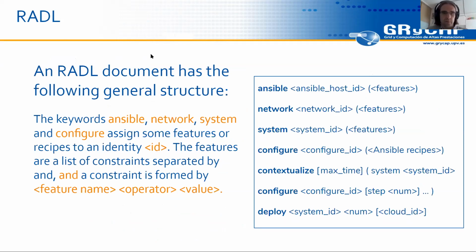In the case of RADL, it's a declarative language, a text language. We have different keywords: ansible, network, system, configure. They have different IDs and a set of features in order to describe each of the components. I will show an example that will be easy to understand.